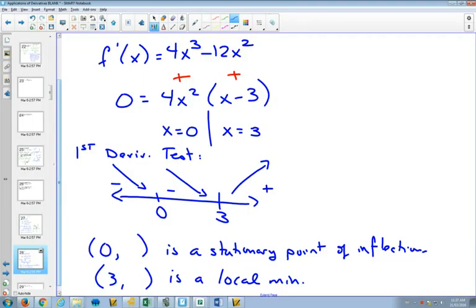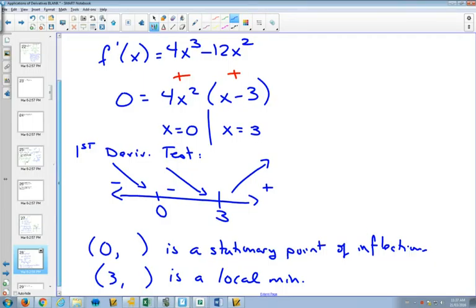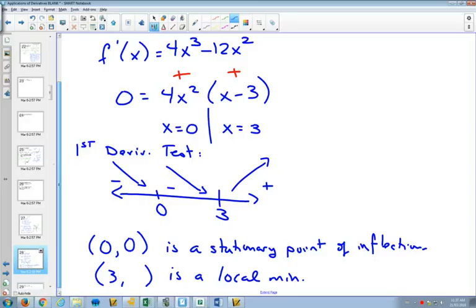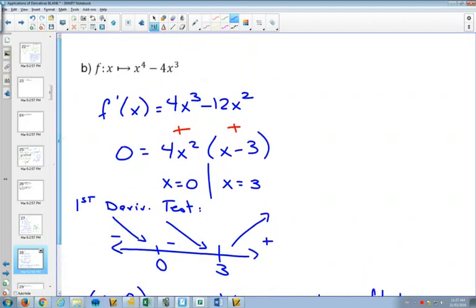What are the actual points? Well, then we'd have to plug back into our original equation. So when you plug in 0, you're going to get 0 comma 0. When you plug in 3, we're going to get 81 minus 27 times 4, which is 108, negative 27.